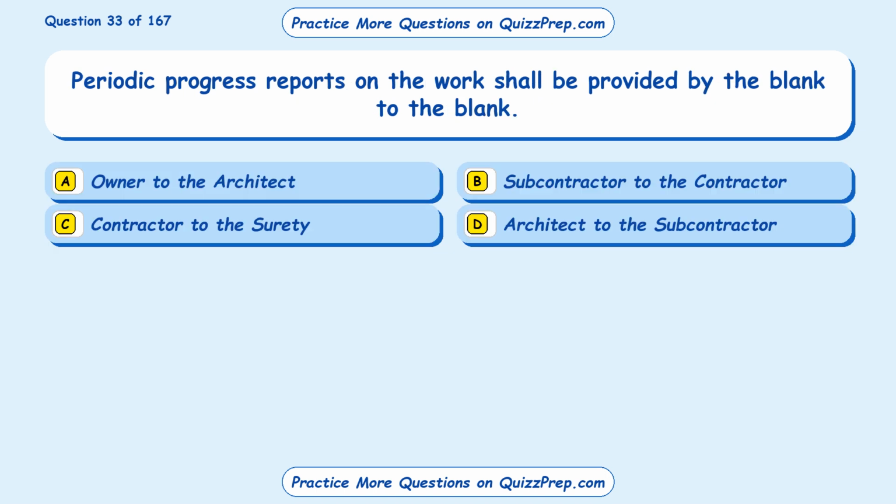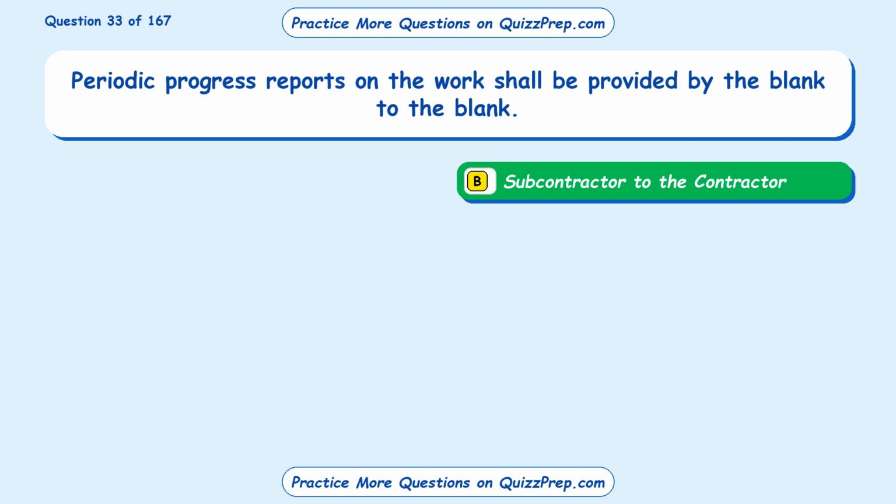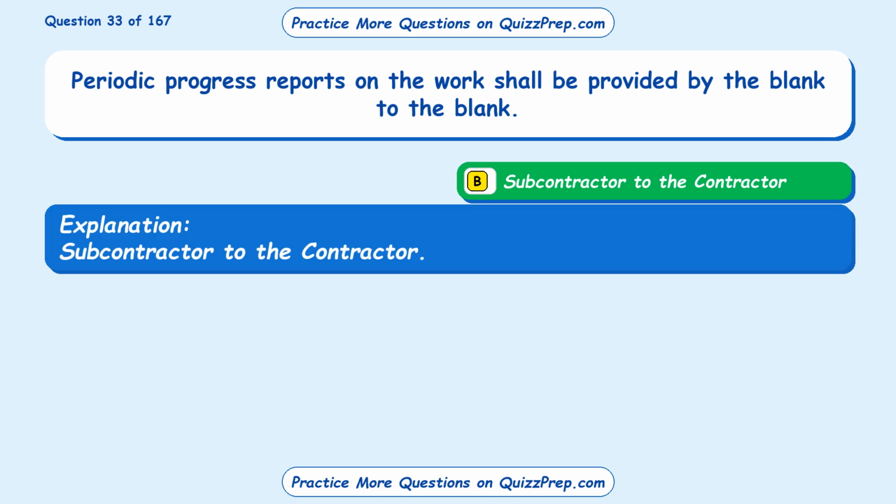Question 33. Periodic progress reports on the work shall be provided by the blank to the blank. Option A, owner to the architect. Option B, subcontractor to the contractor. Option C, contractor to the surety. Option D, architect to the subcontractor. The correct answer is option B, subcontractor to the contractor.